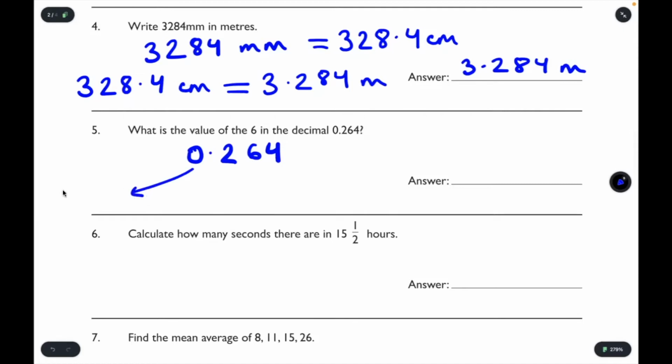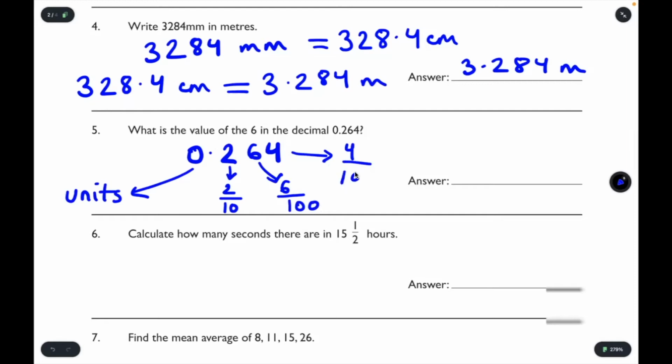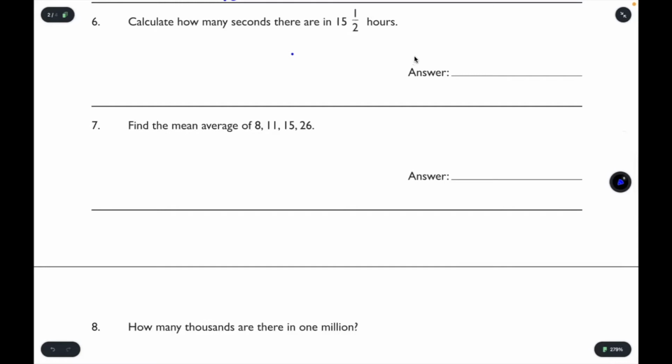So this represents 0 units. This represents 2 out of 10. This is then 6 out of 100. And this is 4 out of 1,000. Now, this question only really asked us about this part. So we can say that this is 6 hundredths or 0.06. Question 6, calculate how many seconds there are in 15.5 hours.